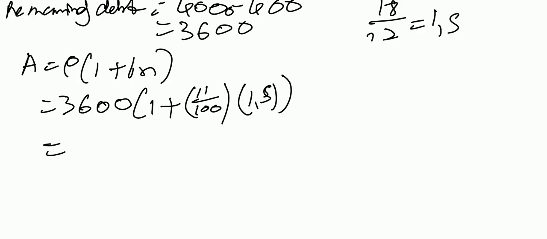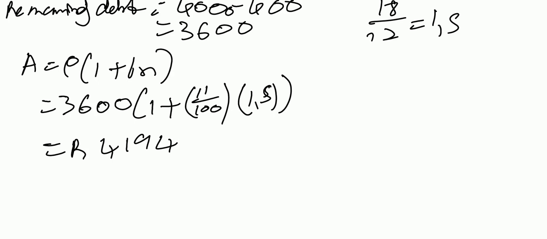(1 plus 11 over 100 multiplied by 1.5), which is going to be R4194. This is the total money. Listen to me carefully. This is the total money that James will be owing at the end of 18 months. This is not the monthly installment. This is the total money that James will be owing at the end of 18 months.